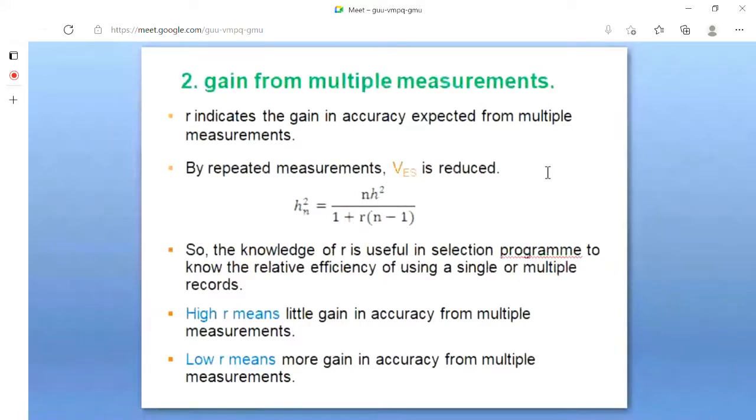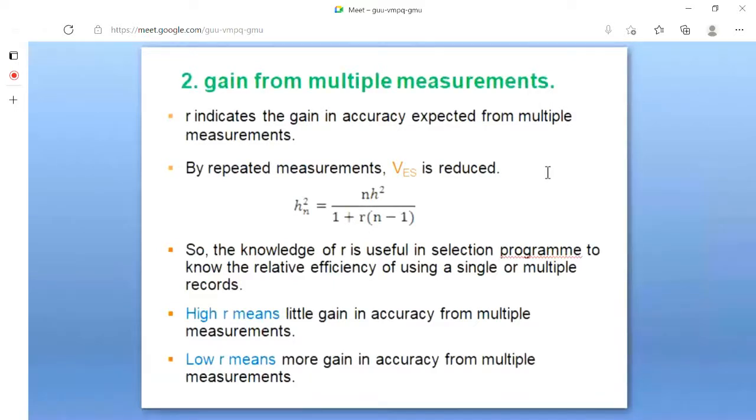So here in this case, if the repeatability R is high, it means little gain in accuracy from multiple measurements. So now you can decide whether we need to take multiple records or not.